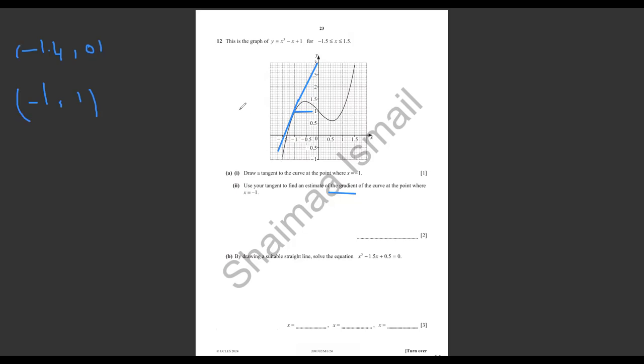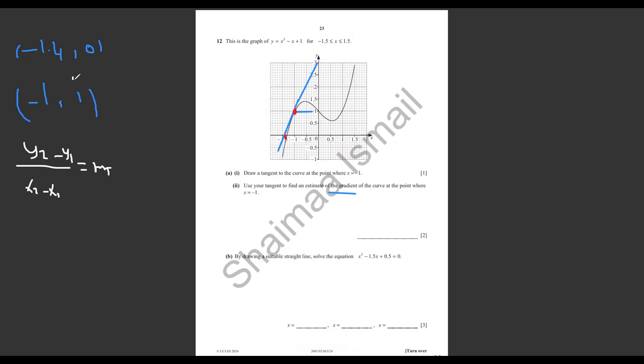So we choose any two clear points. I choose this, which is (-1, 1), and this, which is (-1.4, 0). Then we calculate y2 minus y1 over x2 minus x1, which will give you the gradient of the tangent.